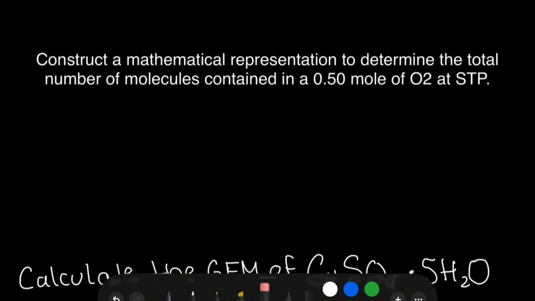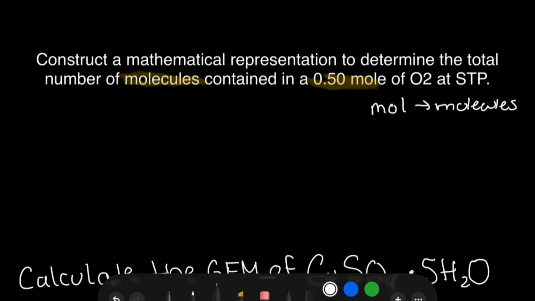The first question is asking us to construct a mathematical representation to determine the total number of molecules contained in a 0.50 mole of oxygen at STP. The main thing we want to highlight is to determine the total number of molecules contained in a 0.50 mole. The reason this is important is because it demonstrates what the conversion has to be. Since it's asking us to find the number of molecules, we need to go from moles to molecules, right?